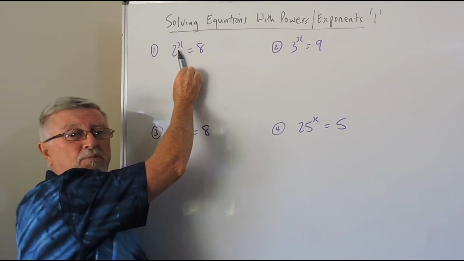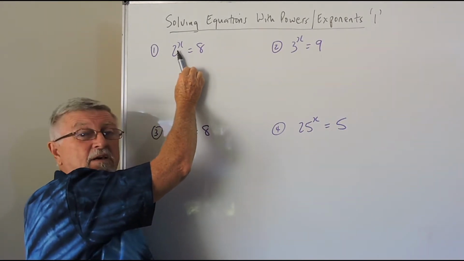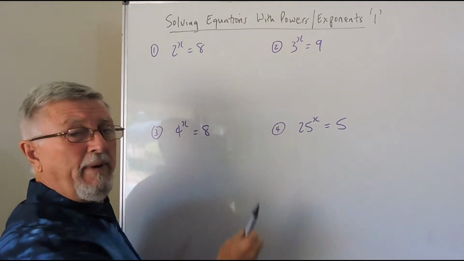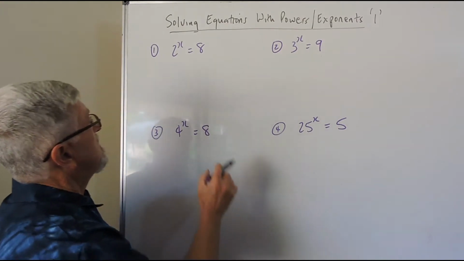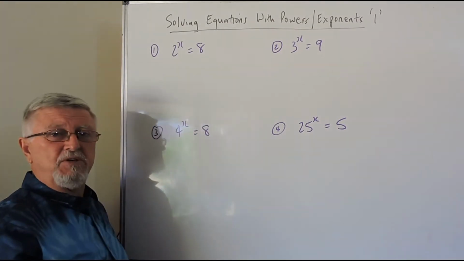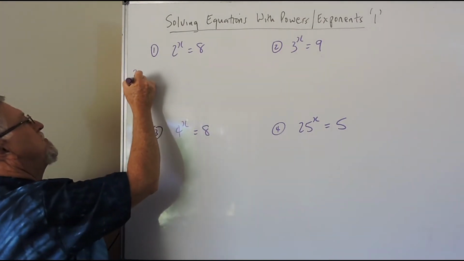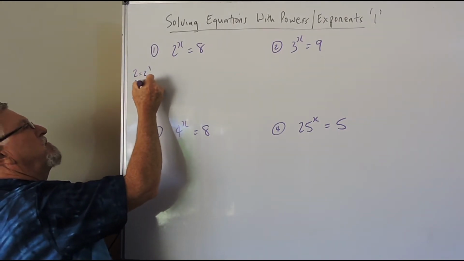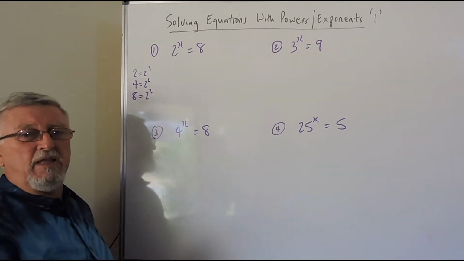Australians refer to that as a power or an index. A lot of people in the world refer to it as an exponent, so they talk about it being an exponential equation. Let's have a look at what's going on. You can look at that and just guess it. 2 to the y is 8, so you can go 2, 4, 8. And you can go, well, that's 2 to the 1, that's 2 to the 2, 2 to the 3, and you could just say the answer's 3.